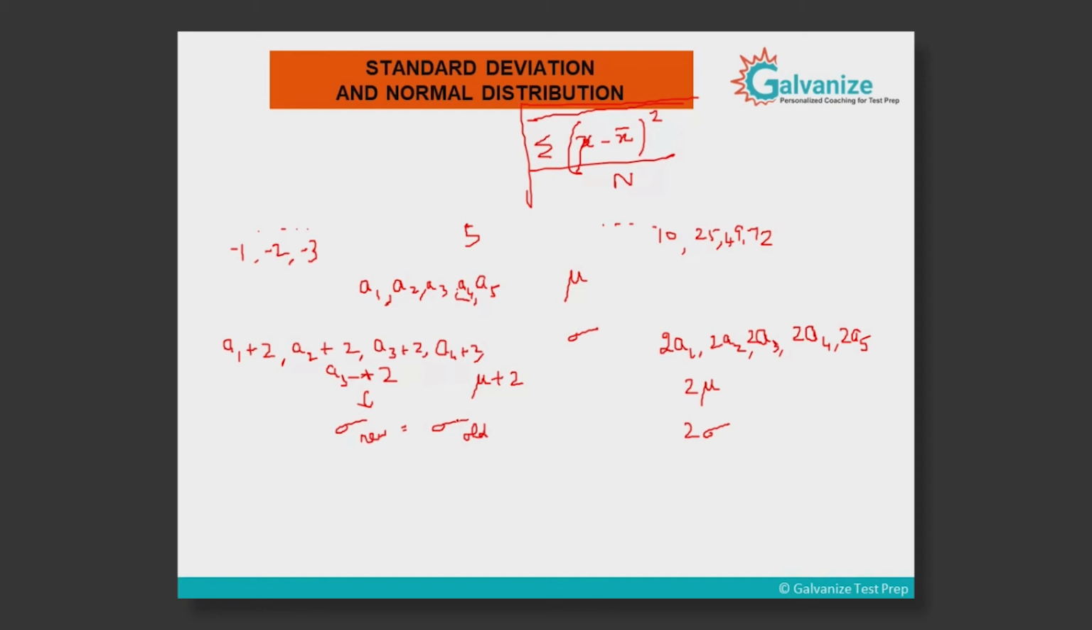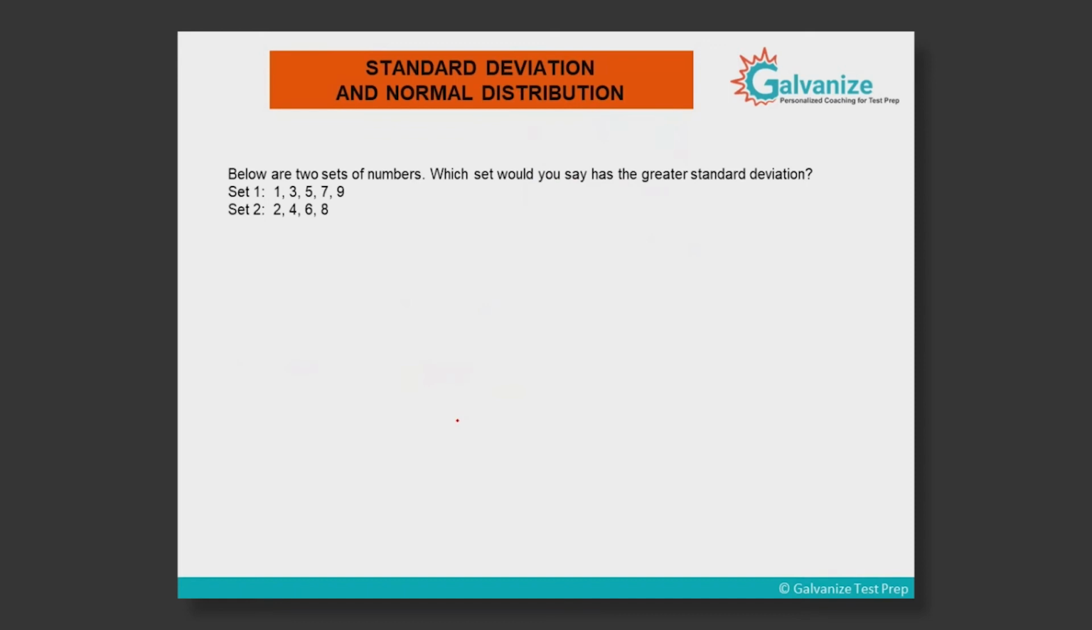So what is a typical GRE type question? If you look at the question, you know that it's a very, very simple question. As I told you, standard deviation measures how deviated it is from the mean. Below are two sets of numbers. Which set would you say has greater standard deviation? I have a set 1, 3, 5, 7, 9. 2, 4, 6, 8 is another set.